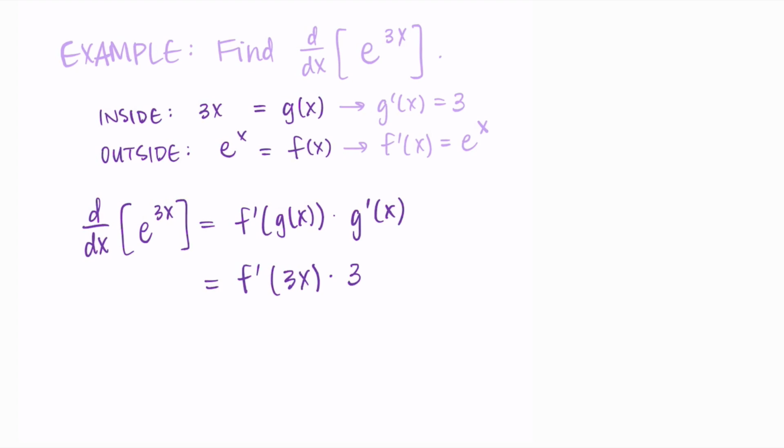Now I need to look at what is f prime of 3x. So f prime, the function just takes e to the input, e to the x. My input is 3x, so I have e to the 3x, and then still times 3. And just rewriting this, I have 3e to the 3x as my derivative.